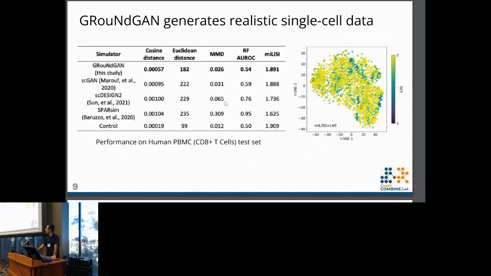Aside from this, we have a number of quantitative metrics to see how realistic the generated cells are, and we compare it to the state-of-the-art simulators, including scGAN and scDesign. And we are already familiar with some of these metrics, but I wanted to introduce the RF-AURC score, which is essentially when we train a random forest to distinguish between real and generated cells, and we want to fool it so it performs close to random. And GRouNdGAN is successful at fooling that RF.